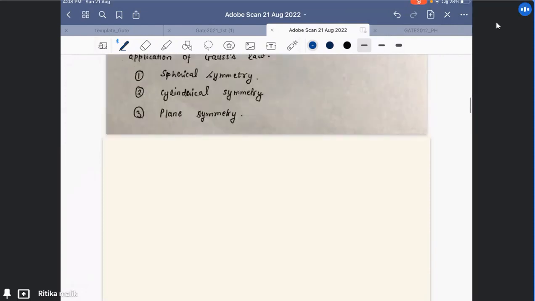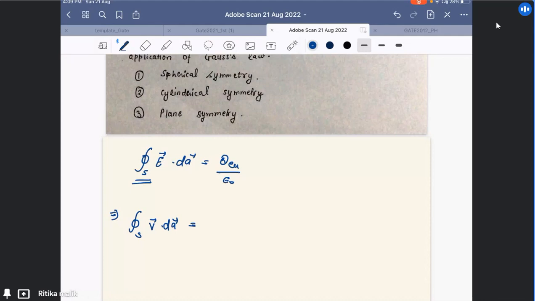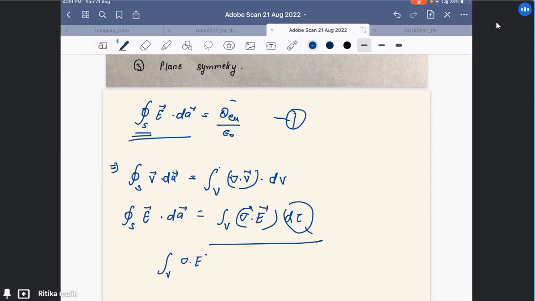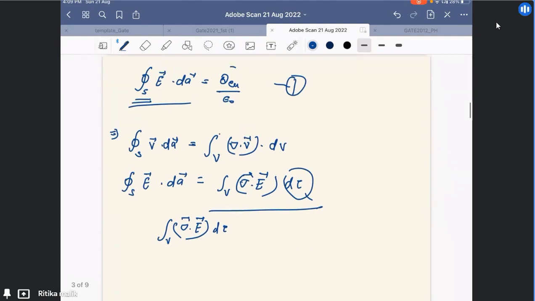It's coming from this equation: Gauss's law says that the closed surface integral of E vector dot dA vector equals Q enclosed upon epsilon naught. There is a divergence theorem which says that if you have any closed surface and a vector V over the surface dA, you can write it as the volume integral of the divergence of that vector over the volume element. So the closed integral of E vector dot dA vector can also be written as the volume integral of divergence of E vector d tau, where d tau is the volume element. So the left hand side becomes the volume integral of divergence of E d tau, and the right hand side is Q enclosed upon epsilon naught.